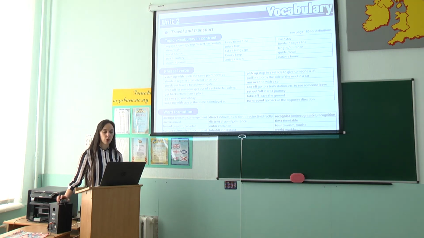Then we have phrasal verbs. If you have the topic travel and transport, try to record all phrasal verbs that you know from this topic. Then word formation. Word formation is also important. What's that? For example, if you know one part of speech, if you know a noun, then you need to know how to make a verb from this word, or how to make an adjective, adverb, and so on. Also try to record all these words.